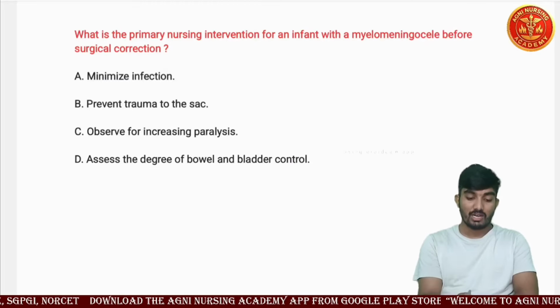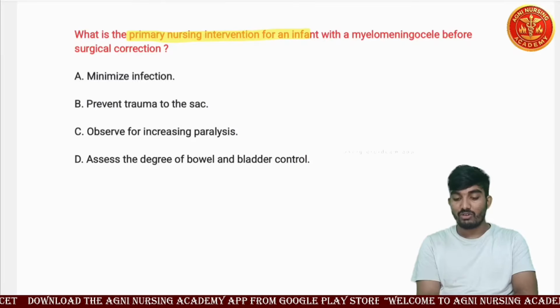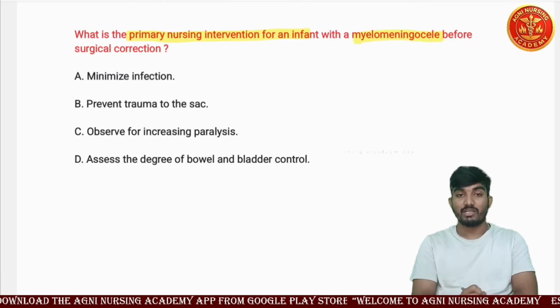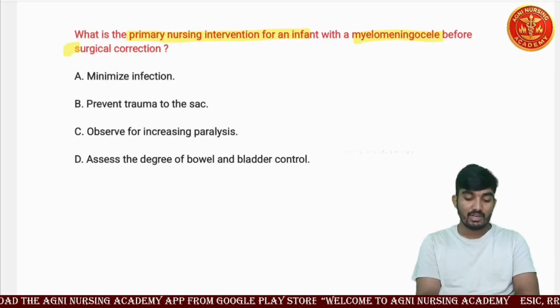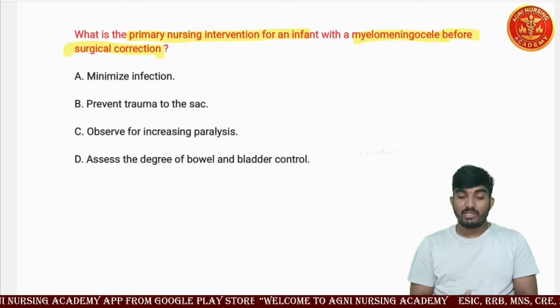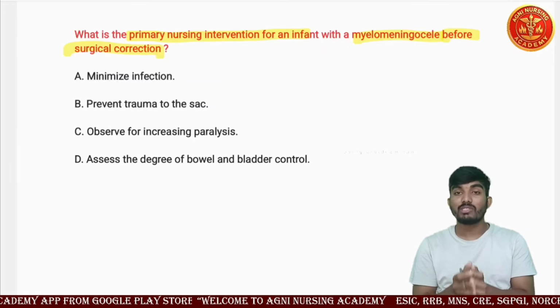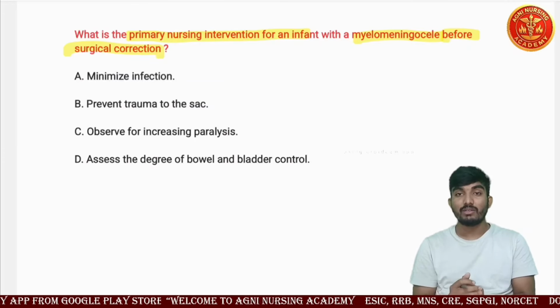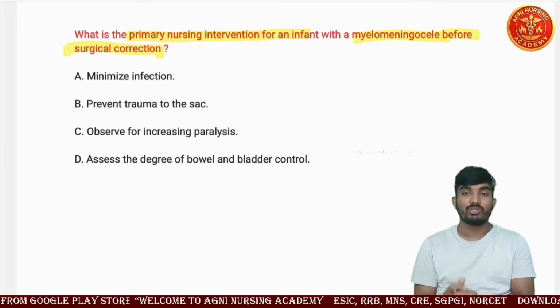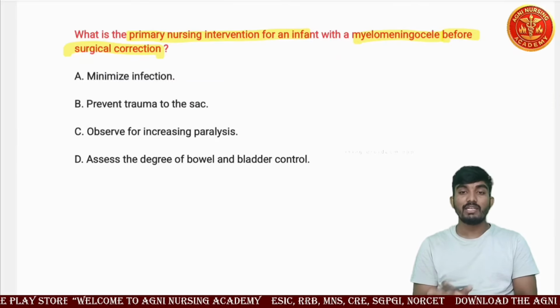In the question asked, the primary intervention for an infant with myelomeningocele before surgical correction. Myelomeningocele is a type of neural tube defect. Before going to the surgery, what can we give as the priority intervention, that is what the question asks. Before going to the answer, we'll discuss in detail the neural tube defect.